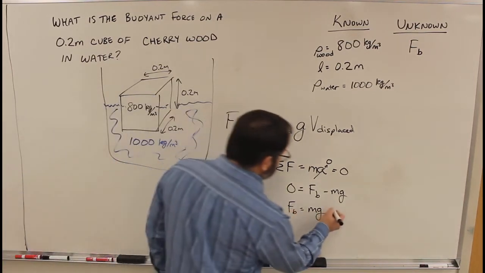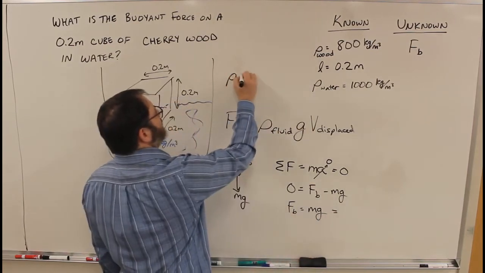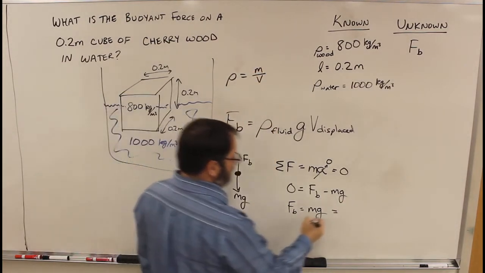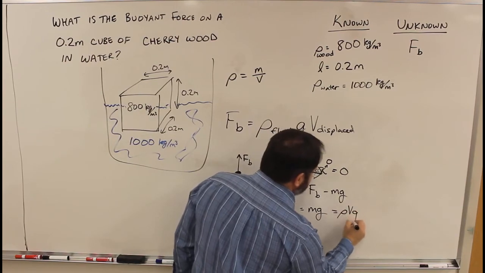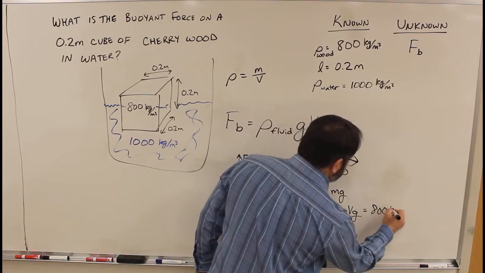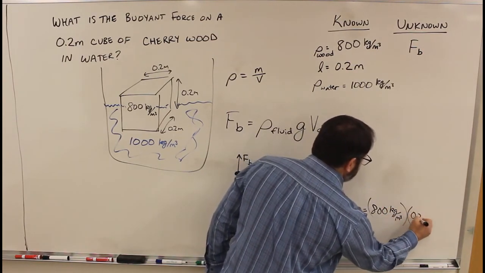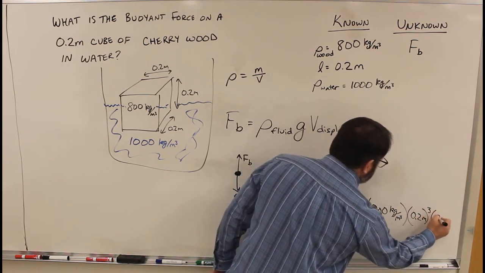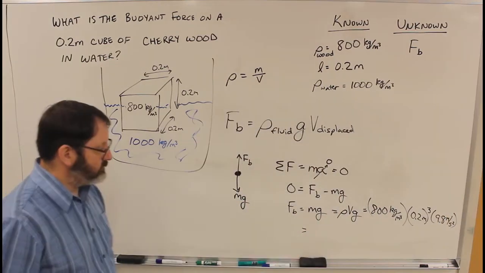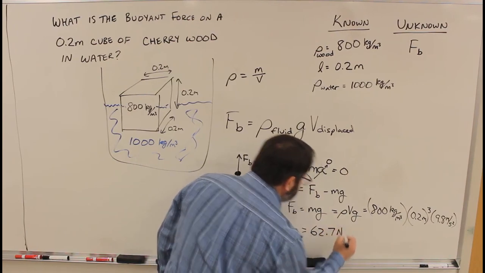So the mass of the block, we aren't given it, but we know the density, and we know that density is mass per volume. So mass must be rho times V. So this is rho V g. So 800 kilograms per cubic meter times 0.2 meters cubed times 9.8 meters per second squared. So that's 62.7 newtons.